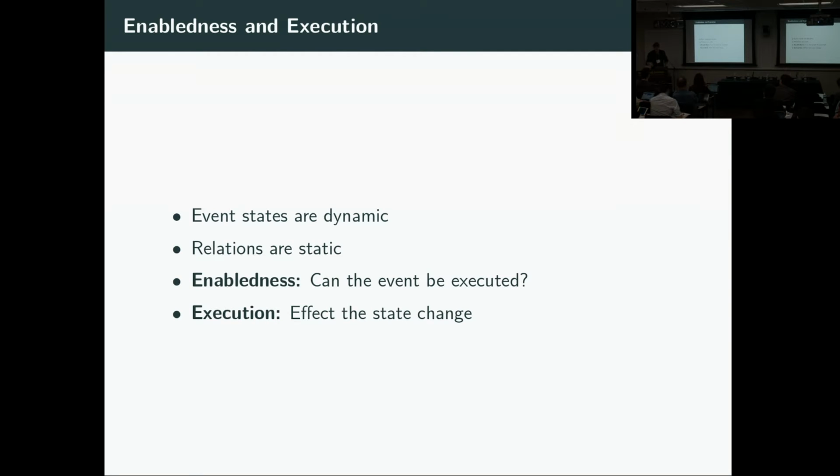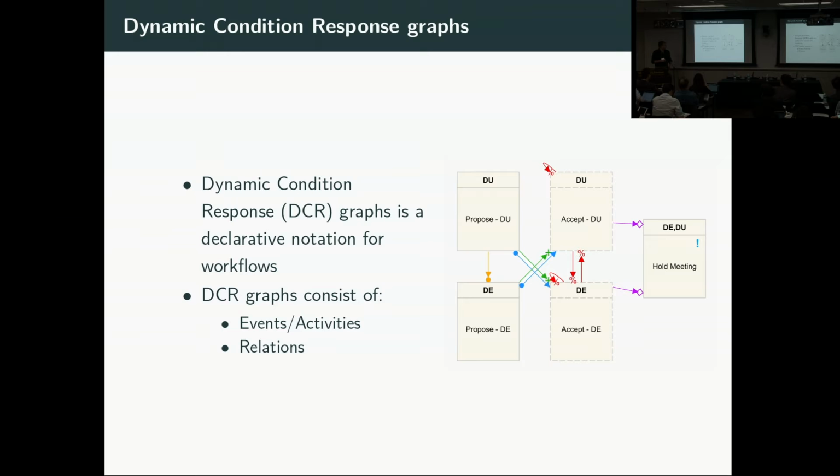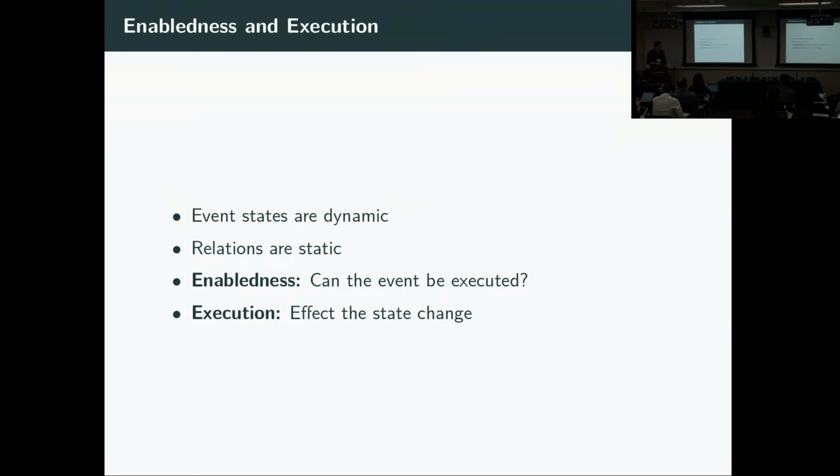Instead, there are two abstract views of the relation. There is the one that constrains the workflow and the one that affects the workflow or other events. That is, whether an event can be executed is constrained by the constraining relations, and when an event with one or more affecting relations is executed, it will affect the state of another event. So we have these two notions: enabledness, can the event be executed, which is related to the constraint relations, right?